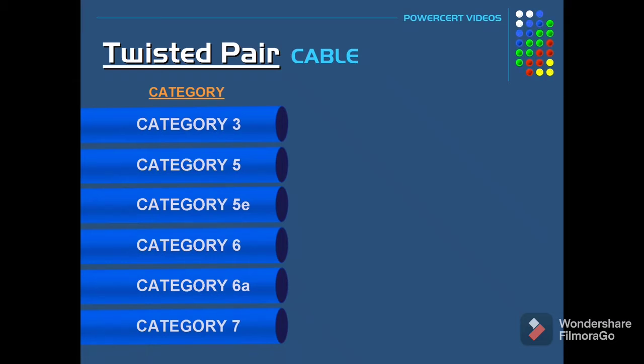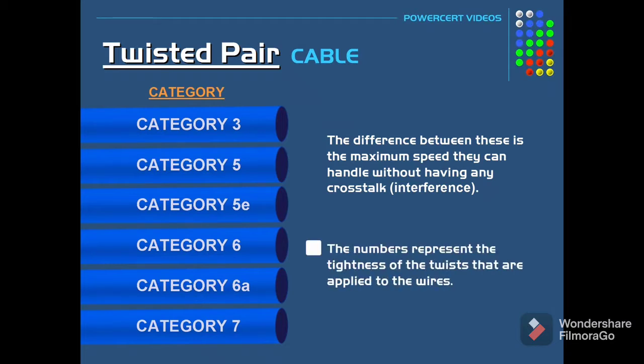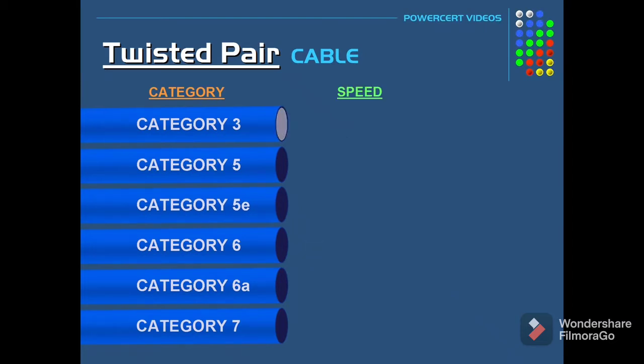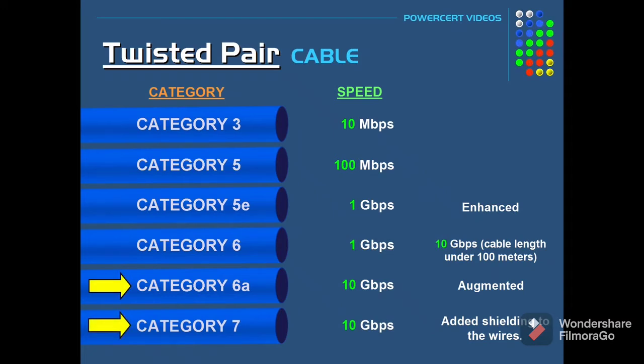The difference between these is the maximum speed they can handle without having any crosstalk or interference. The numbers represent the tightness of the twist that is applied to the wires. As you can see in the illustration of the categories and speed of the different twisted pair cables, the speed ranges from the lowest category, which is Cat3 at 10 megabits per second, all the way up to Cat6A and Cat7, which have speeds of 10 gigabits per second.